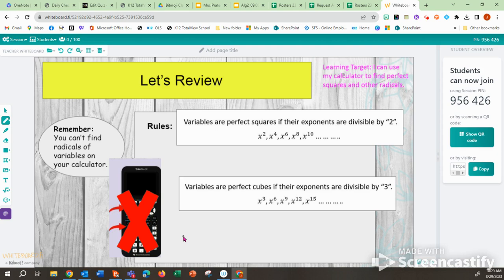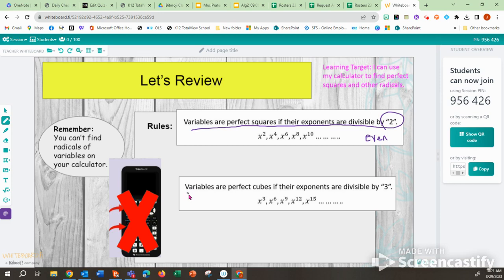Oh, I'm going to take the cube root of x to the 15th on my calculator. You cannot do that. So you have to know a separate rule for variables. Variables that are perfect squares have exponents that are divisible by 2. For example, x to the 2nd, x to the 4th, x to the 6th, x to the 8th, x to the 10th. You could also say their exponents are even. That means the same exact thing as divisible by 2.